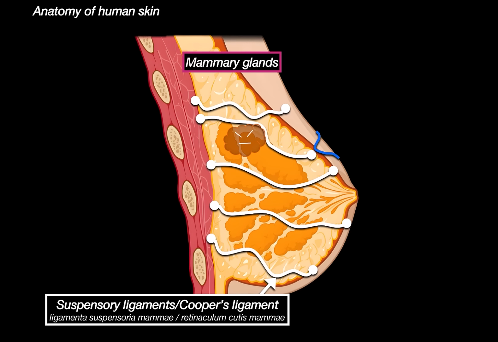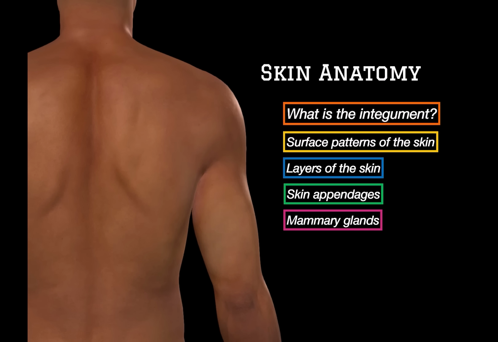And with that, we have now covered the detailed anatomy of the skin and its appendages, from the basic layers and surface patterns to glands, hair, nails, and even the breast.